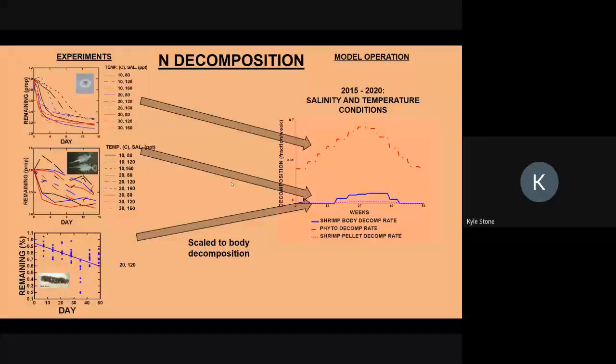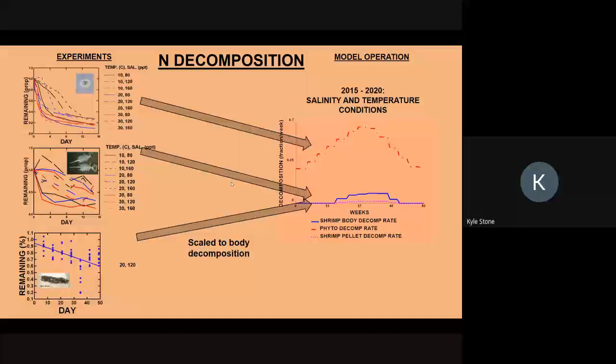All right, first of all, we have to be concerned with decomposition of the nitrogen sources. I showed this to you in past CAD meetings, where this is the rate at which the phytoplankton decomposes at different temperatures and salinities of water. This is decomposition of the shrimp bodies at different temperatures and salinities. And as of now, we have pellets only at one temperature, one salinity. We have 4 experiments going on right now.